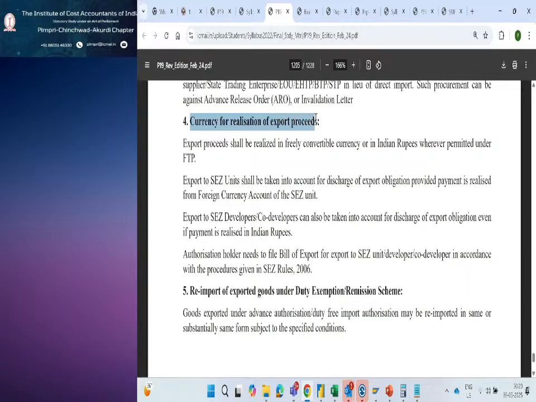Currency for realization of export proceeds. Previously we have not seen anything about the currency, which is also an important area. Export proceeds shall be realized in freely convertible currency or in Indian rupees wherever permitted. So when you are doing the export, the money which you are receiving can be either in foreign currency or in Indian rupees.